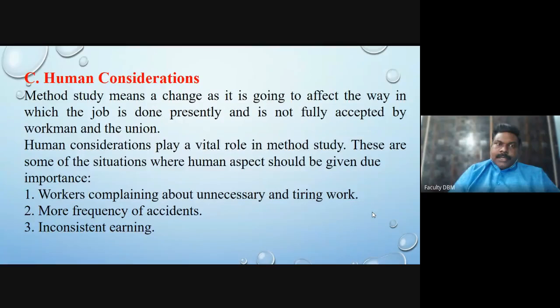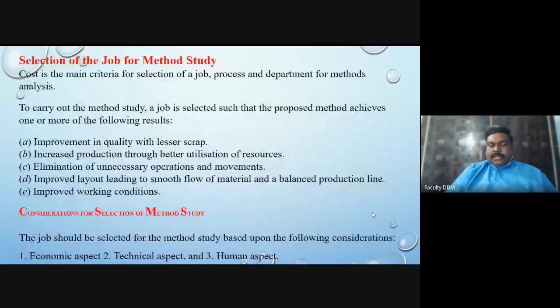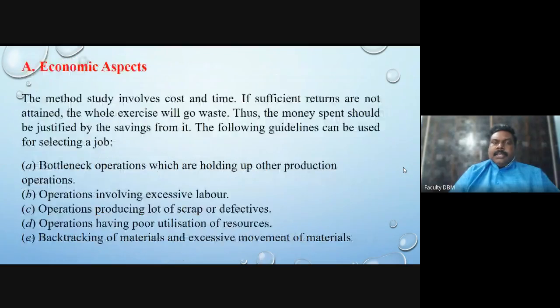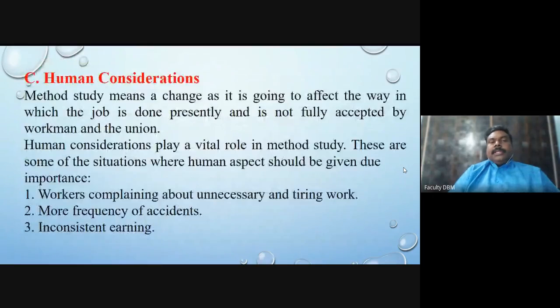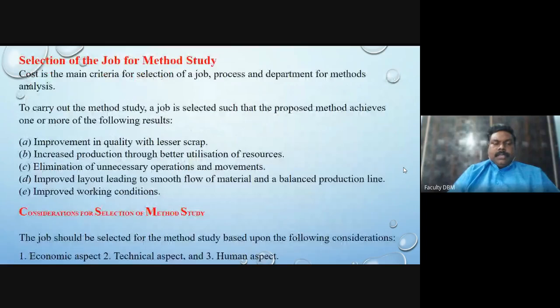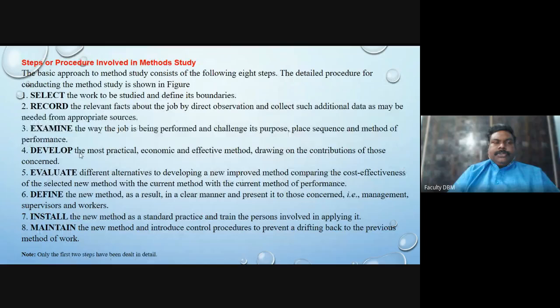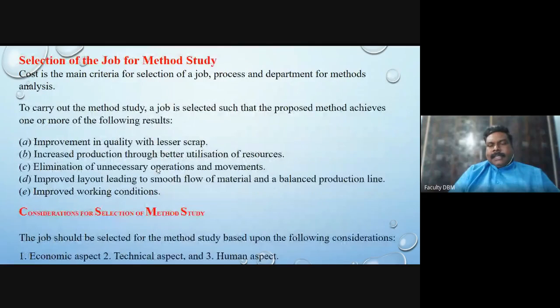So we'll go back here, and we'll see this one-side recap. The job should be selected for the method study based upon the following considerations: economic aspect, technical aspect, and human aspect. So these are the three aspects we have to see in the method study. Recording the techniques: as I said, we are only going to see the first two steps. Now we have seen the selection of job, and that has three considerations: economic, technical, and human.